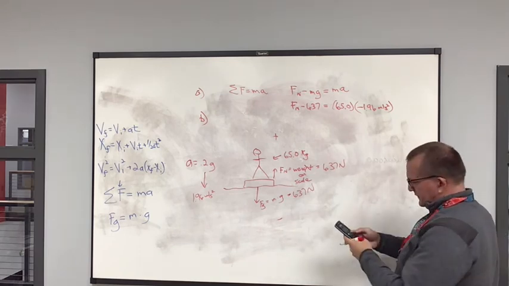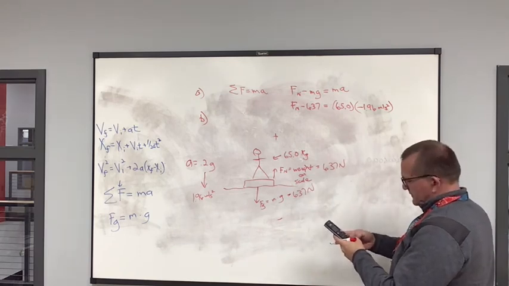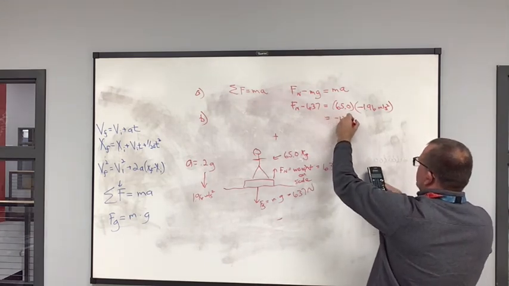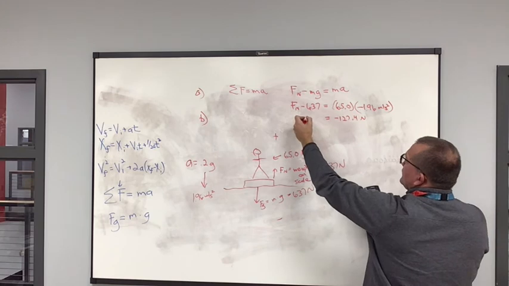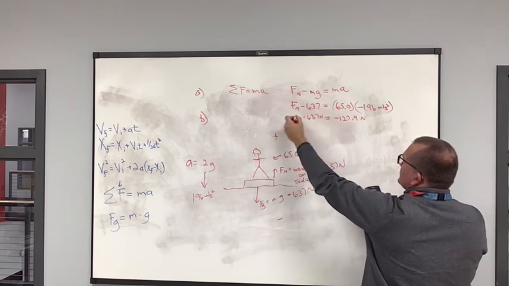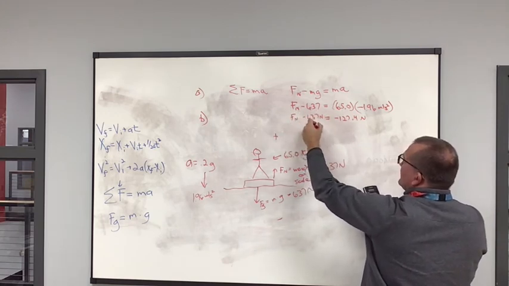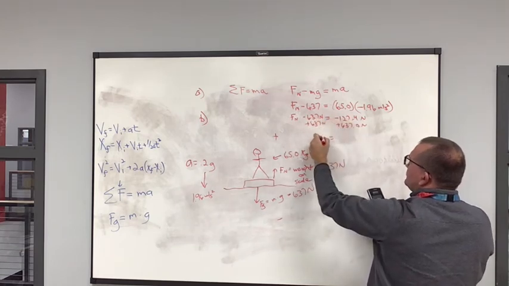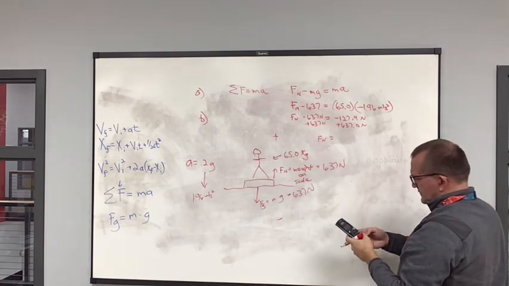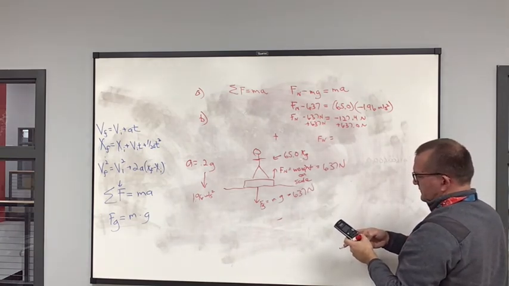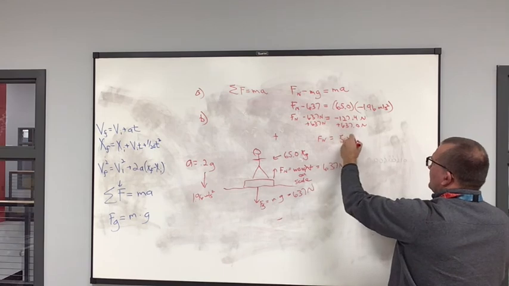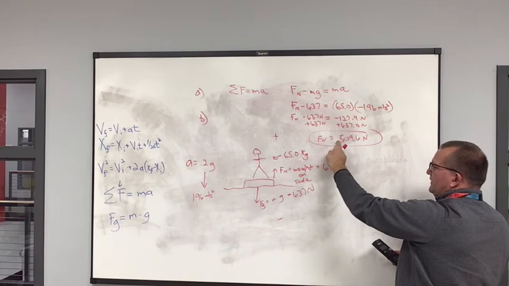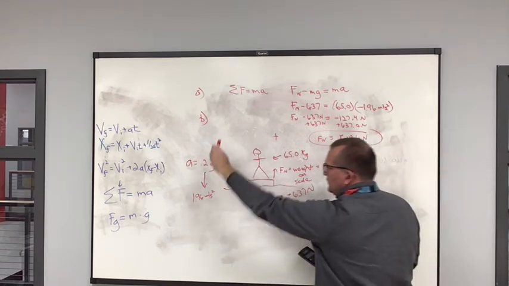And now I can work some math here. So I take 65 times negative 1.96, negative 127.4 newtons, minus 637 newtons, Fn. If I add 637 newtons to each side, the normal force is 509.6 newtons. So the scale is going to read less than my actual weight when I'm going down in an elevator.